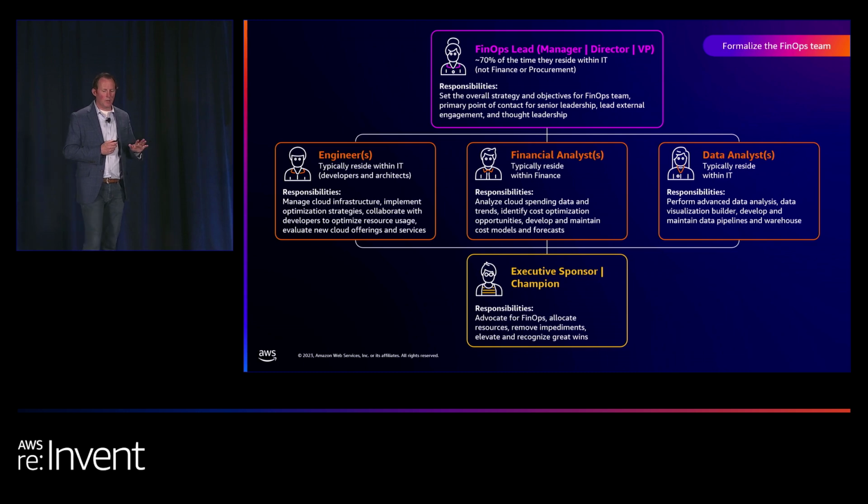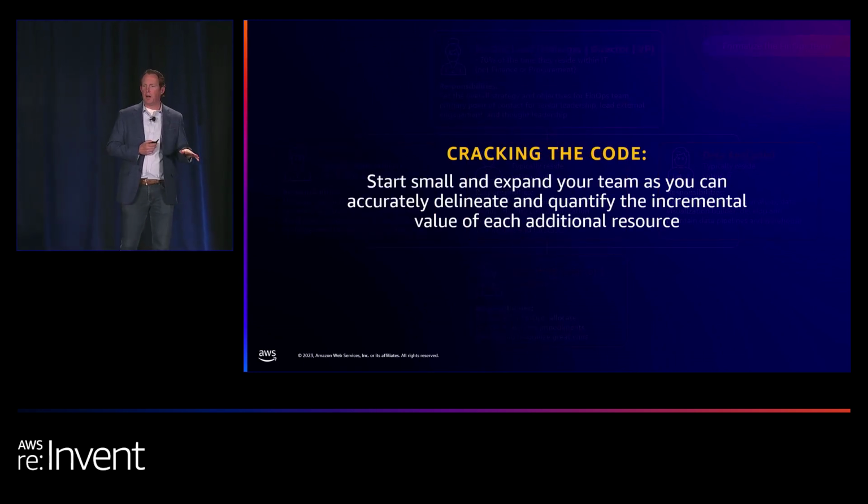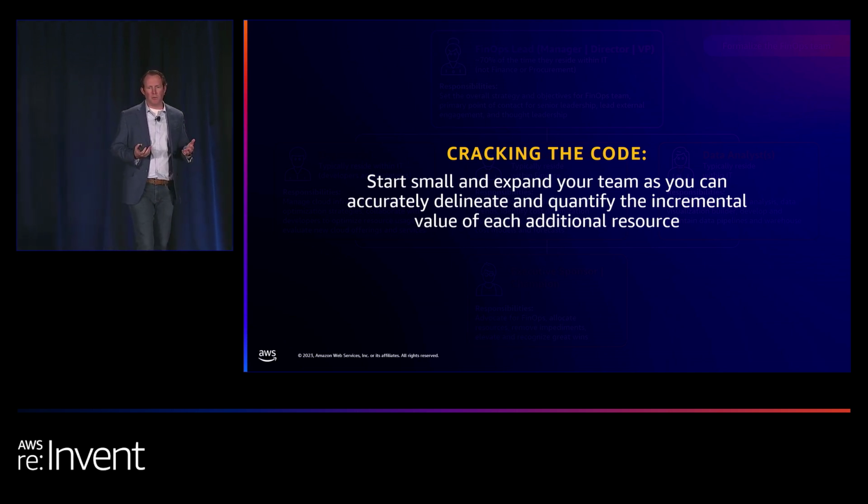So this is the formalization of team that I typically see, and the cracking the code here is start small and expand. There's no right size for any one organization. From my experience, I rarely see an organization more than 5 to 6. Some of the largest enterprises I've seen maybe a little bit more, but it's usually 1 to 4 resources on these teams. These aren't massive teams, but really think about the value, just like you would think of in a procurement organization. If you can deliver more value, we can add a resource to the team.